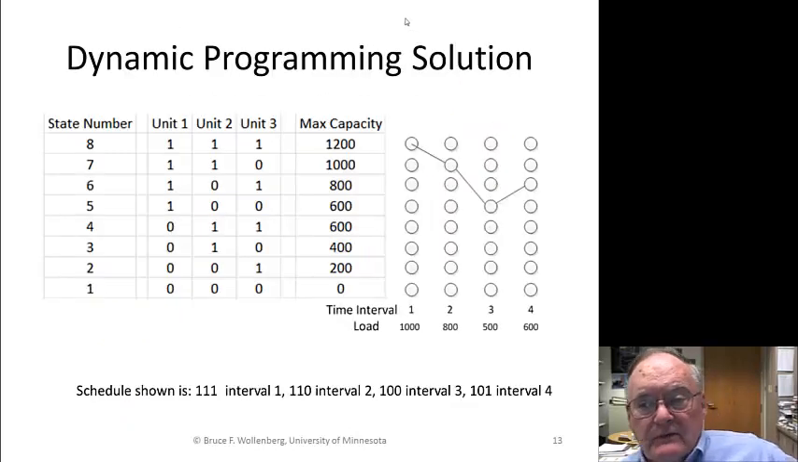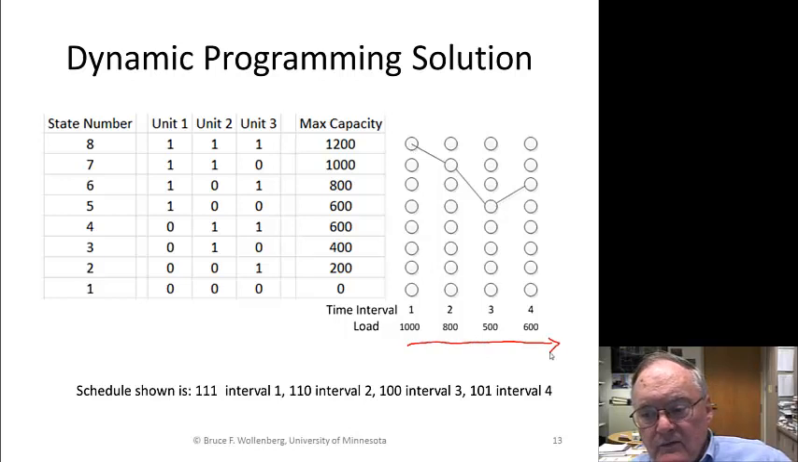So here's an example now where I took my 8 states. I didn't put the 0 state. Yes, I did. It's right here. So I called that state number 1 to state number 8. And my capacity goes 0 up to 1200. And each of these combinations has a dot for each hour. So here's the time over here. I'm not going to draw big vertical lines, but there's 4 time periods.